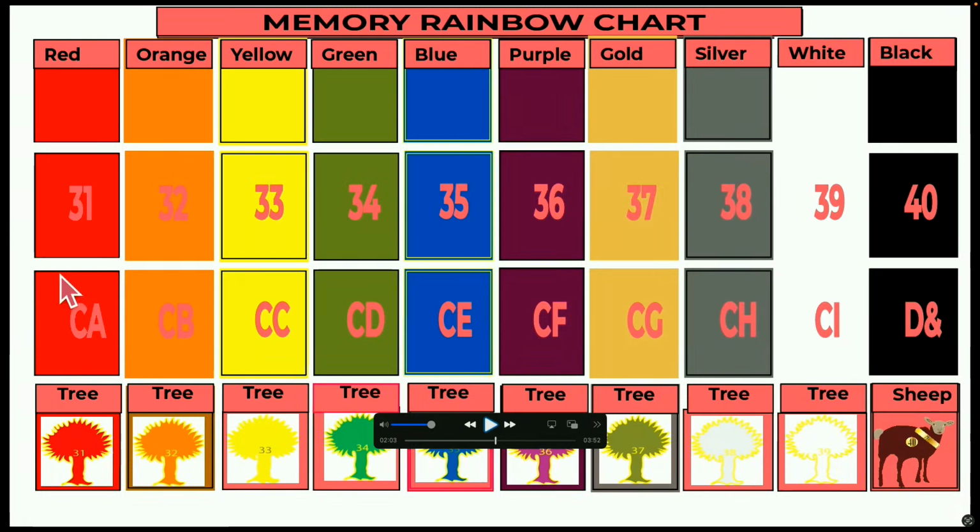So 31, 3 goes with C, 1 goes with A. So CA is the new letter for the red tree. 32, CB is the new letter for the orange tree. CC is the yellow tree because it's 3s and C's. 34 is the green tree, ends in D. And always remember that the dominant color is represented by the last digit. So this 34 ends in 4. It is the 4th color of the rainbow. So it's going to be D.